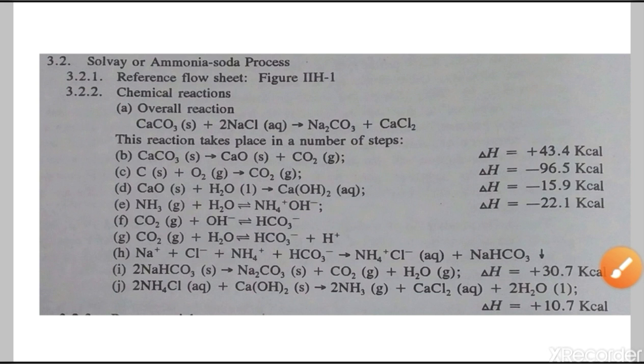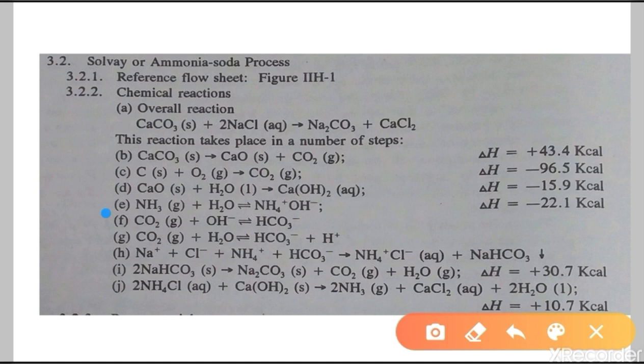There are 3 reactions occurring in the carbonating tower. First one, F, that is carbon dioxide gas, reacts with the hydroxyl ion and it gives bicarbonate ion. Second, carbon dioxide reacts with water molecule and then it gives H plus and HCO3 minus, that is bicarbonate ion again. Now we have bicarbonate ion in abundant amount, and then further it is reacted with Na plus, and Cl minus and NH4 plus ions are reacted with one another, and they give NH4 plus Cl minus, that is ammonium chloride, and NaHCO3.